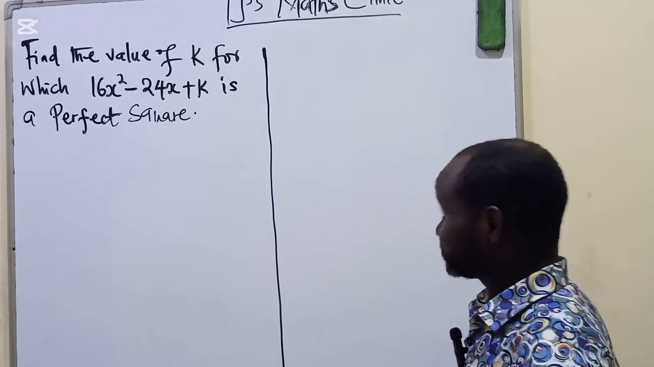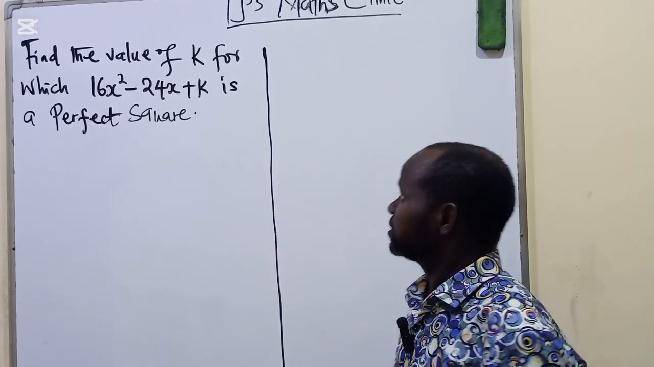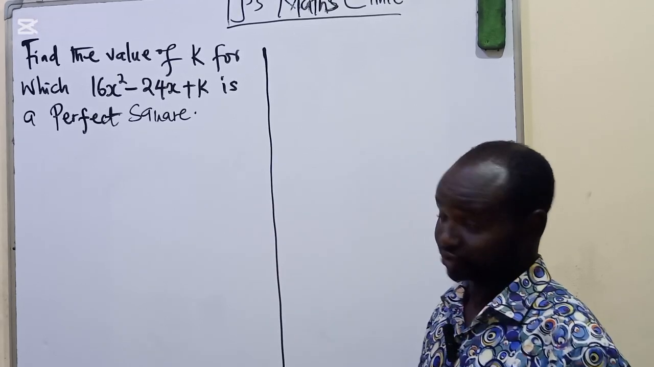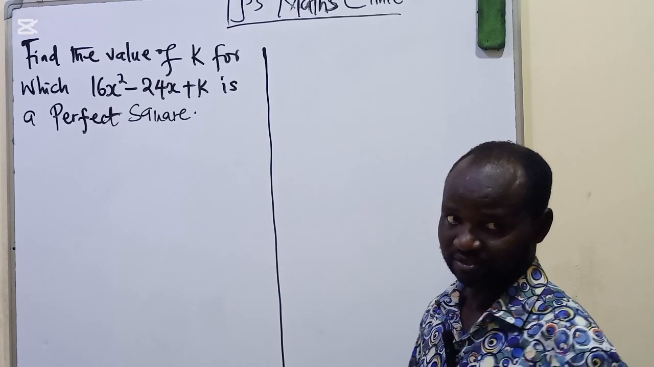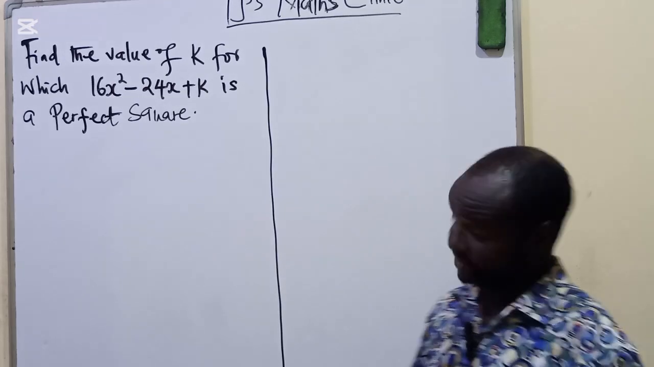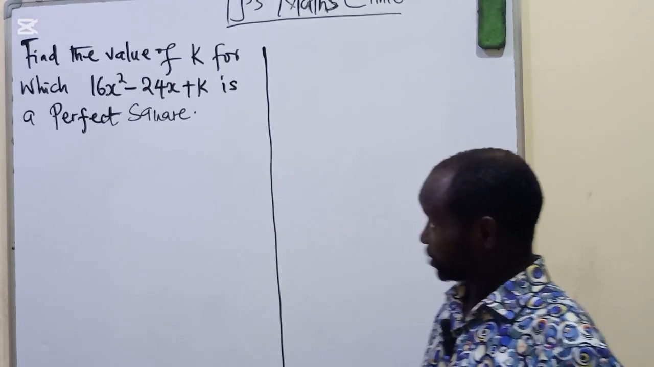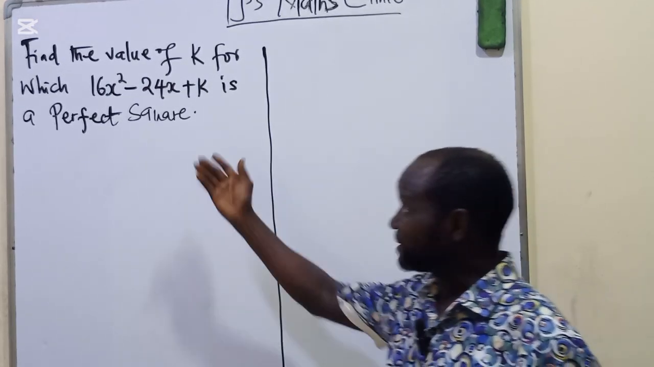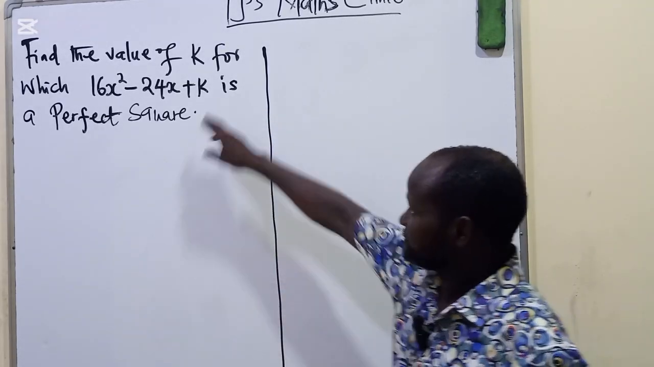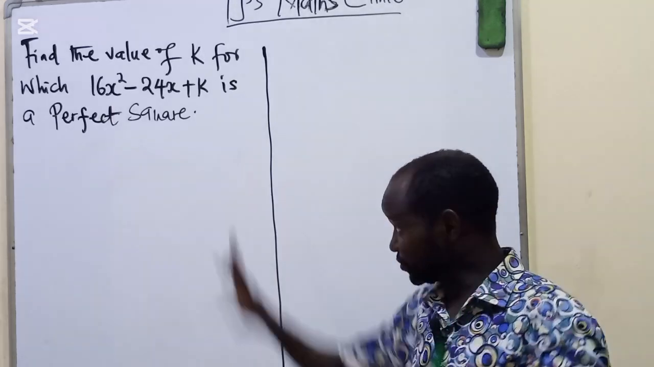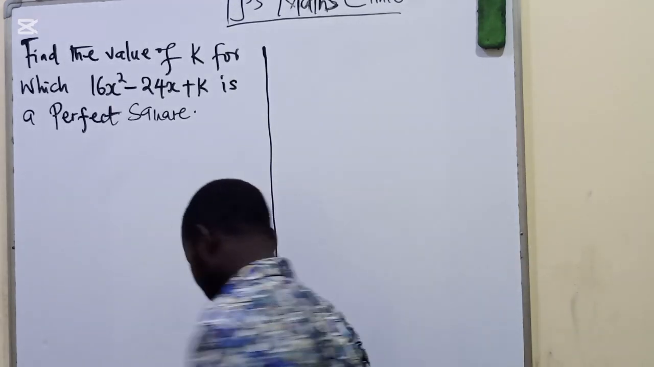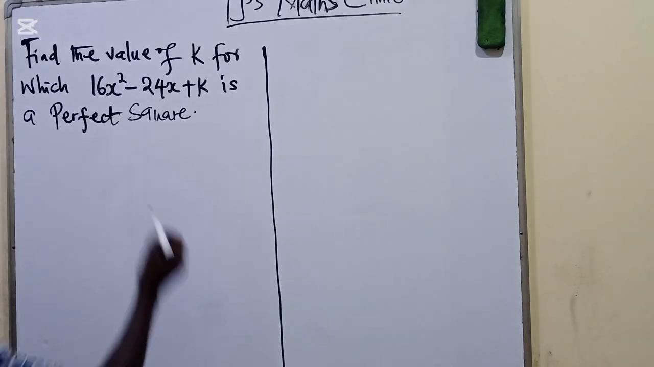In today's presentation, we are looking at this perfect square quadratic expression. Let's look at how we can handle this question. The question reads, find the value of k for which 16x squared minus 24x plus k is a perfect square. That's a perfect quadratic expression. What will be the value of this constant k? I'll be using three approaches or methods to handle this. Let's write down the solution and look at method 1.